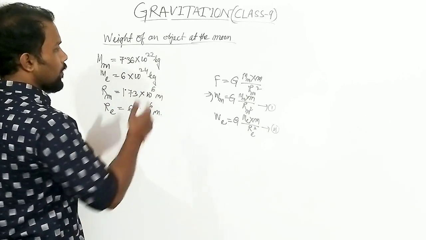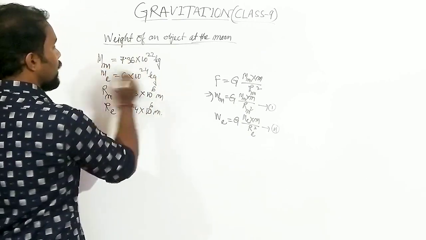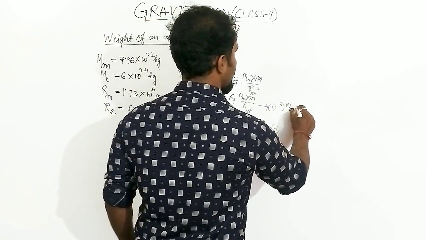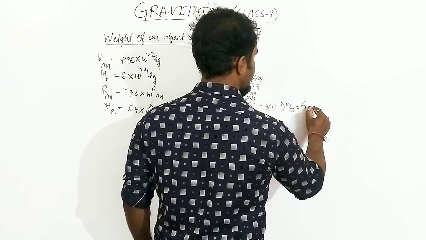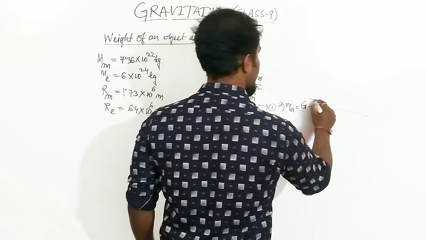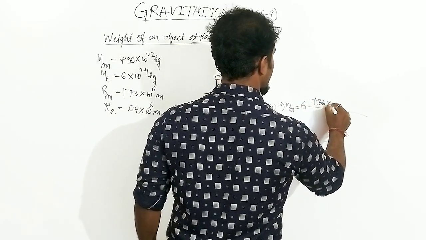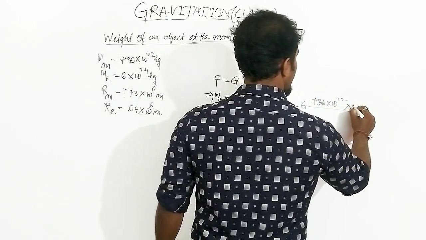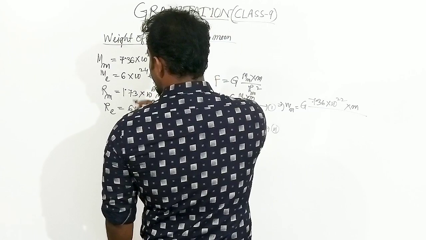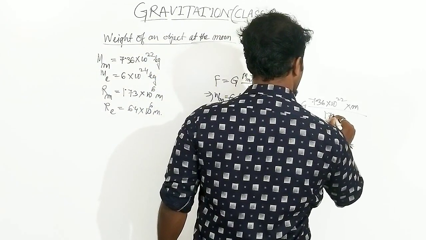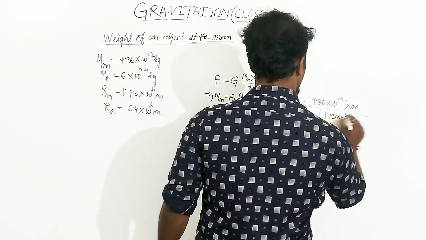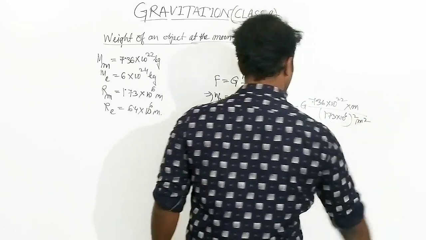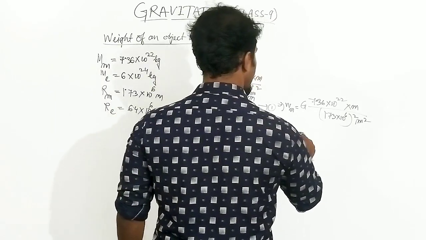Now, when we put all these values in these equations, what are we going to get? Here, Wm will be, G will be constant, mass of the moon is 7.36 into 10 to the power 22, and m will remain as m because m is constant. And Rm is 1.73 into 10 to the power 6, whole square, in meter square.